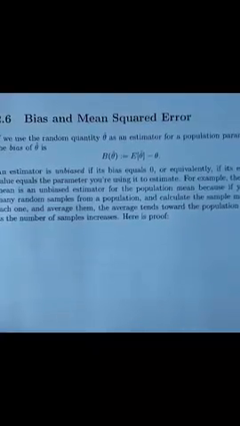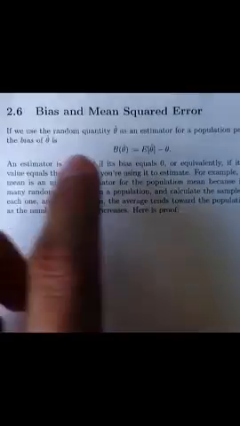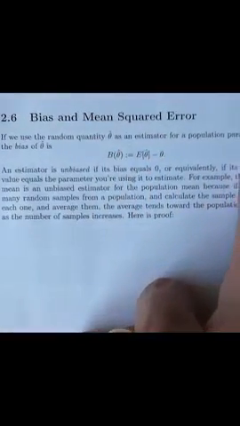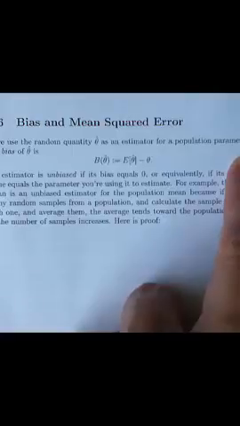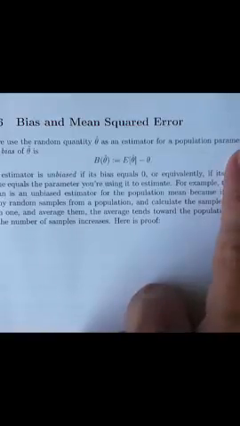All right, let's talk about bias and mean square error. So if we use the quantity theta hat as an estimator for a population parameter called theta, what is theta? It could be anything. Maybe theta is the actual population mean, maybe the population variance, maybe the population maximum. It could be any attribute of the population, but you can't know it for sure.